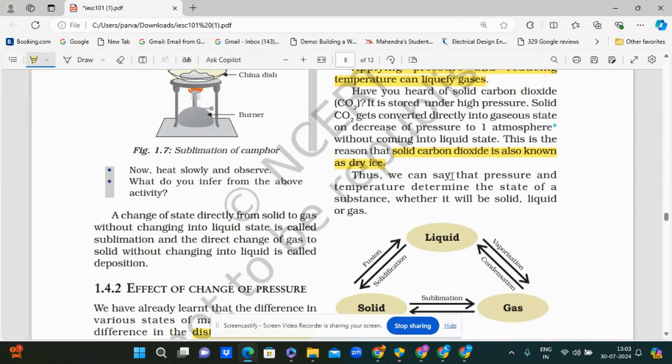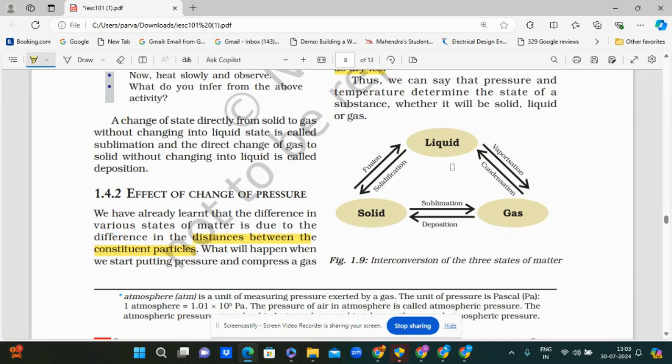So thus we can say that pressure and temperature determine the state of a substance, whether it will be a solid, liquid or gas. Liquid on vaporization is converted into gas, gas on deposition is converted into solid, solid on fusion is converted into liquid. Liquid on solidification is converted into solid, solid on sublimation to gas, gas on condensation to give liquid. Is it clear? These are all the cycles of how the interconversion takes place.